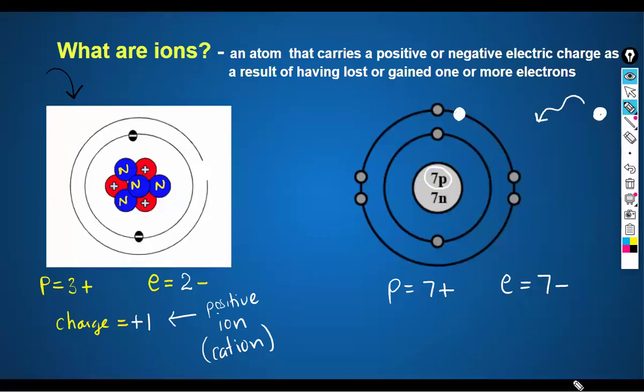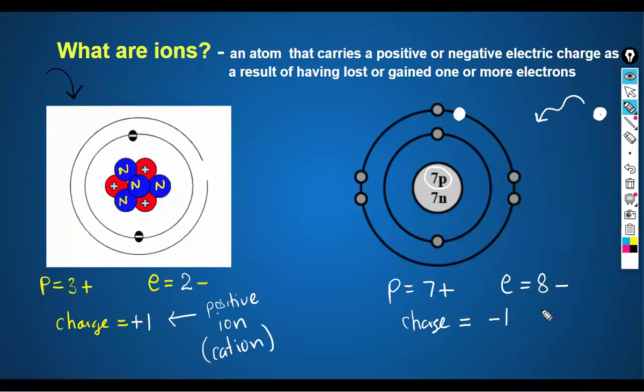Right? So look at what happens now. It still has 7 protons, but now it has what? 8 electrons. There's an imbalance now. What's the overall charge here? The overall charge is -1 because 7 minus 8 is -1.